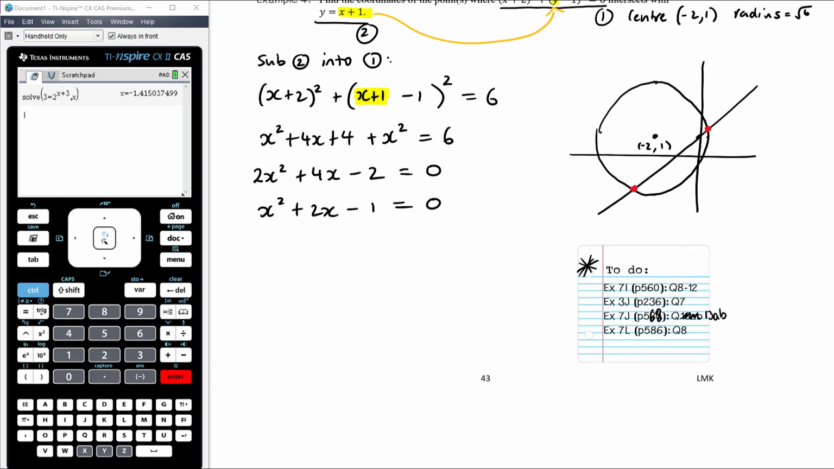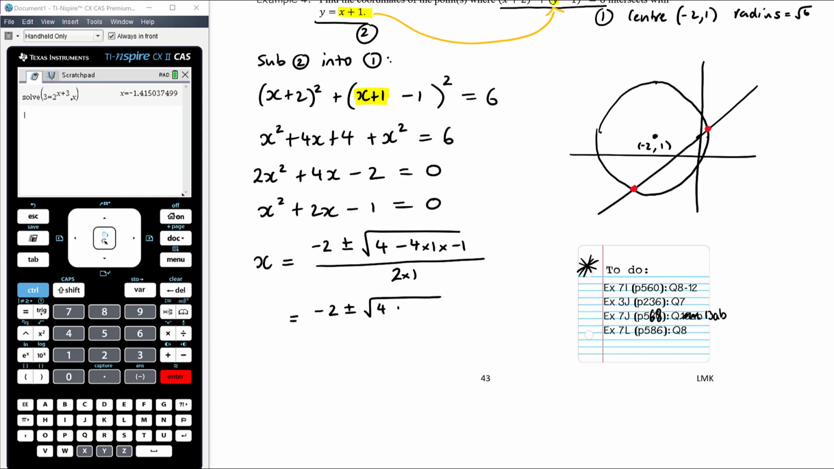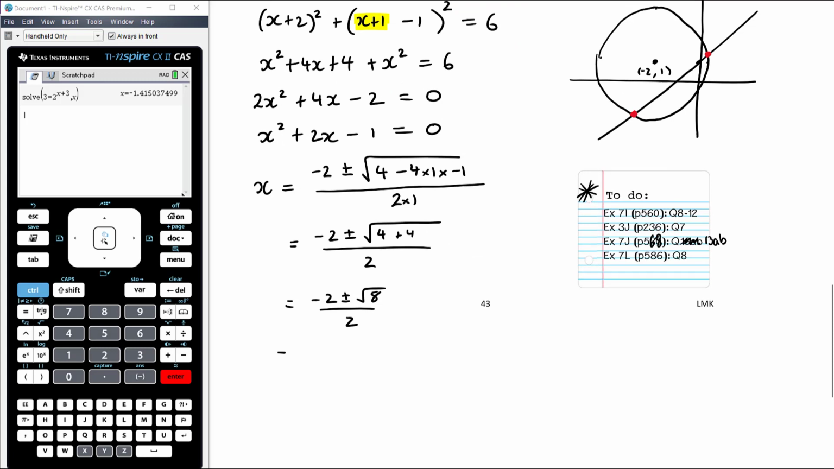Personally, I never use completing the square for solving, because that's what the quadratic formula is. So, quadratic formula: −b ± √(b² − 4ac), where a is 1 and c is −1, over 2a. So again, quadratics coming back to haunt. −2 ± , so what do we got here? That's going to be 4 + 4, over 2. So −2 ± √8 over 2. And so √8 is 2√2. And then dividing everything by 2, we've got −1 ± √2.